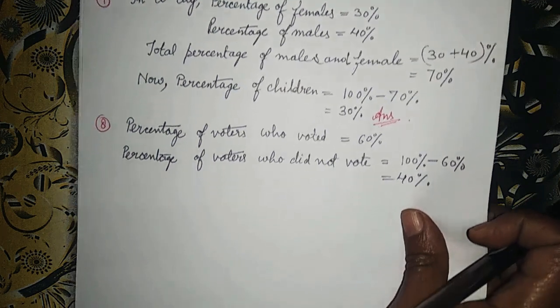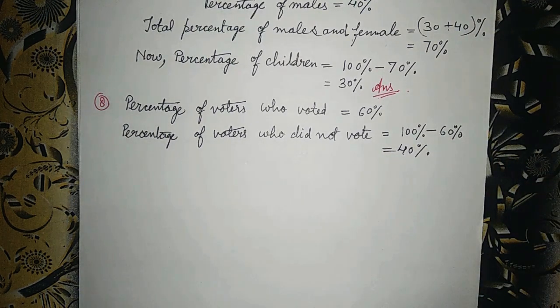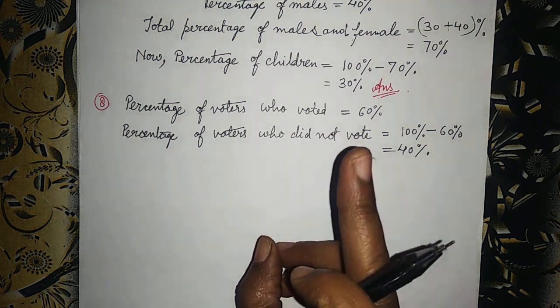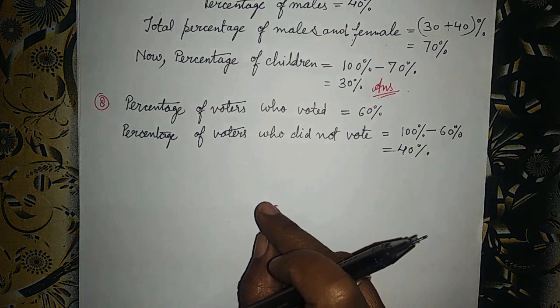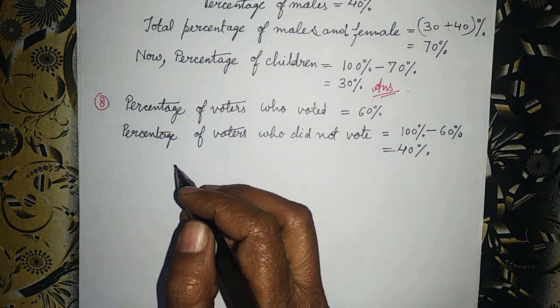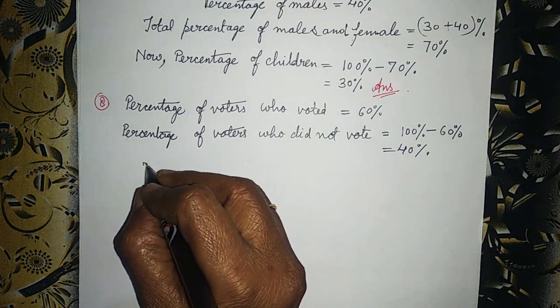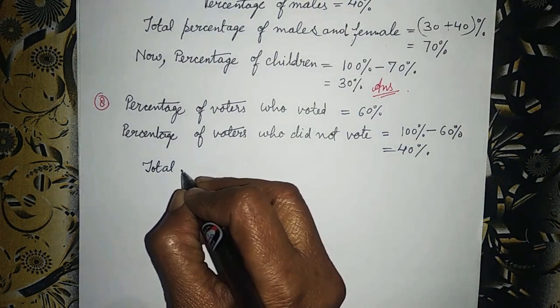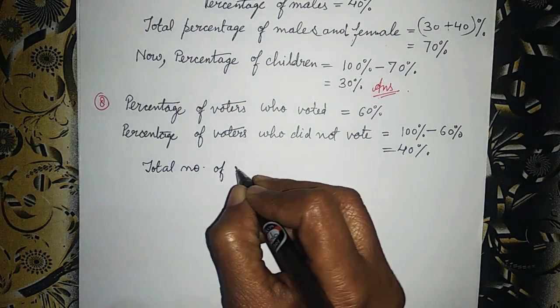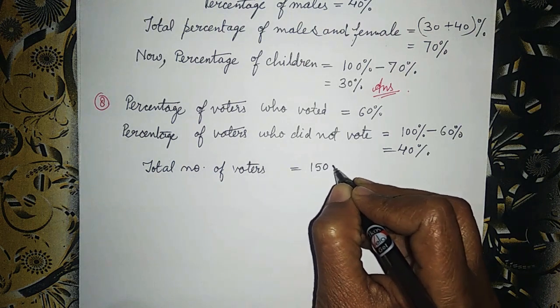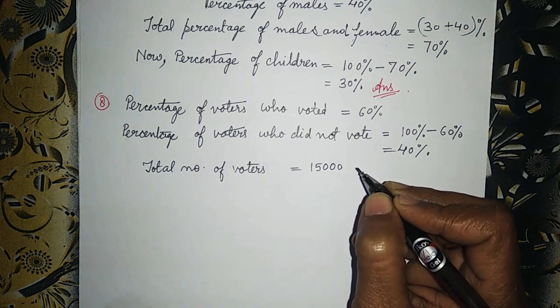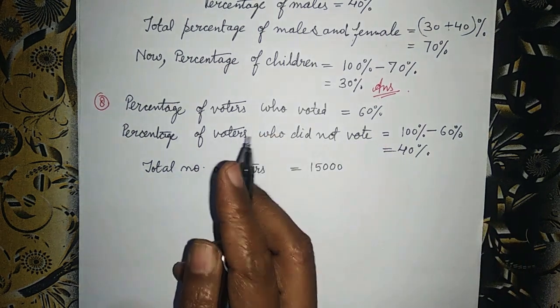Now here you can see one more question. See the book. Can you now find how many actually did not vote? Okay. So for this you have to find the number of voters who did not vote. Okay. For that here we will write total number of voters. Total number of voters. How many? 50,000. Okay. Now number of voters who did not vote.